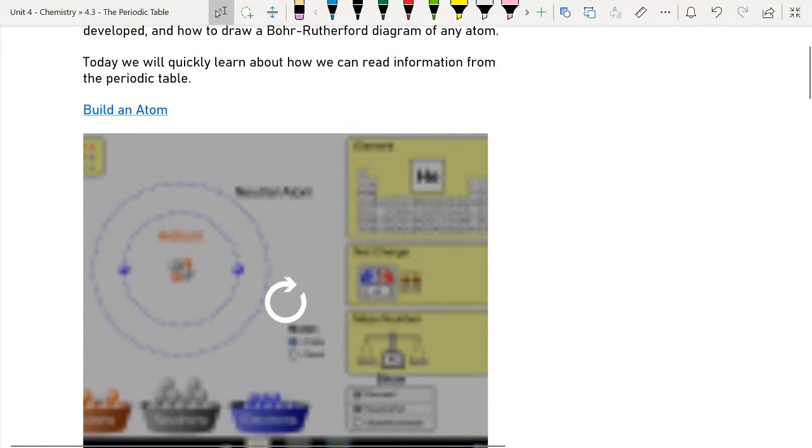So today I want to look at a last step, which is how we can look at the periodic table and get useful information just about an atom from the table without even having to look at the numbers.